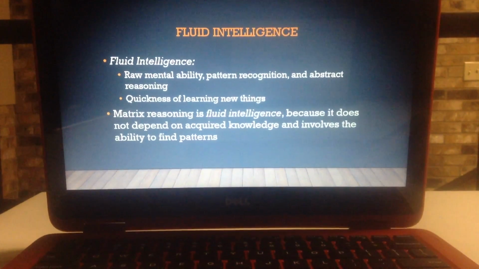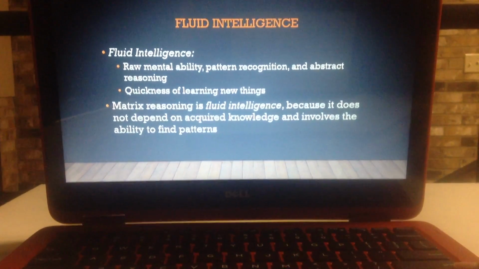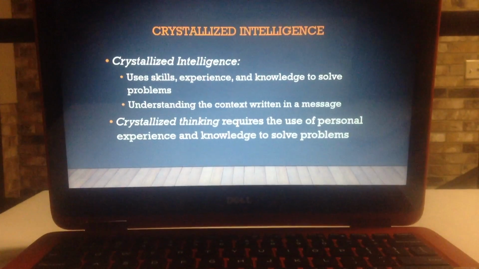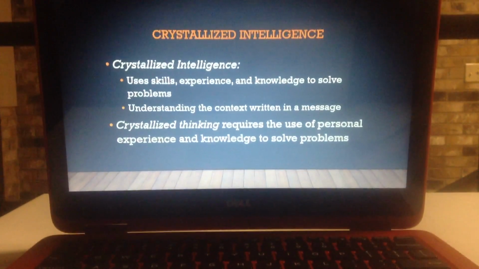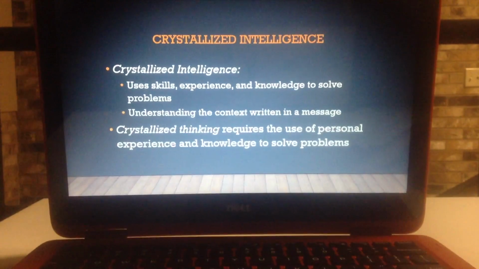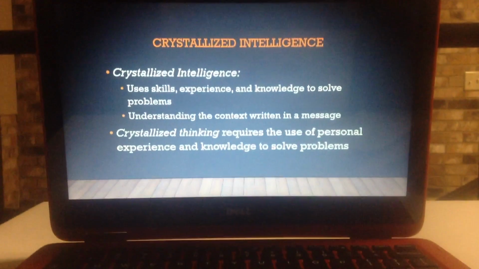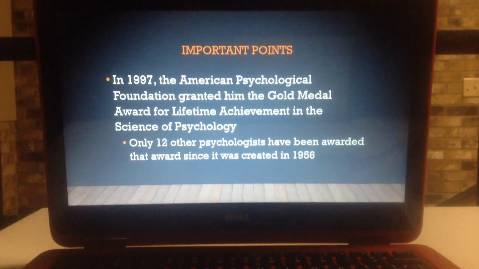Matrix reasoning is fluid intelligence because it does not depend on acquired knowledge and involves the ability to find patterns. Crystallized intelligence uses skills, experience, and knowledge to solve problems, understanding the context written in a message. Crystallized thinking requires the use of personal experience and knowledge to solve problems.